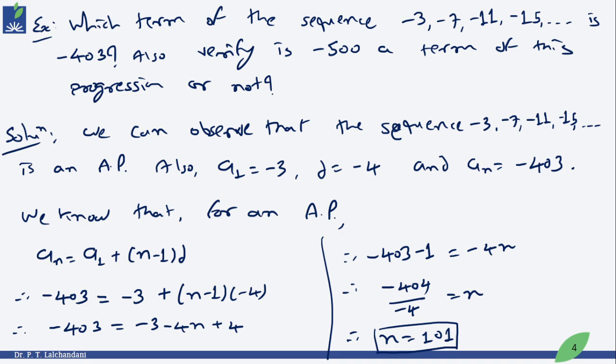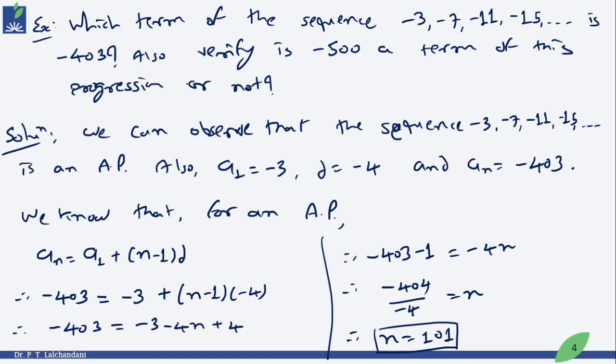The question is asked in a different way, but we are using the formula of finding out the nth term, right? So it is just a simplification. We have the value of the first term, we can find the consecutive difference, and we are given that an is equal to minus 403. So putting all these values in this formula and simplifying, we are getting n is equal to 101. It simply indicates that the 101th term of this arithmetic progression is minus 403.